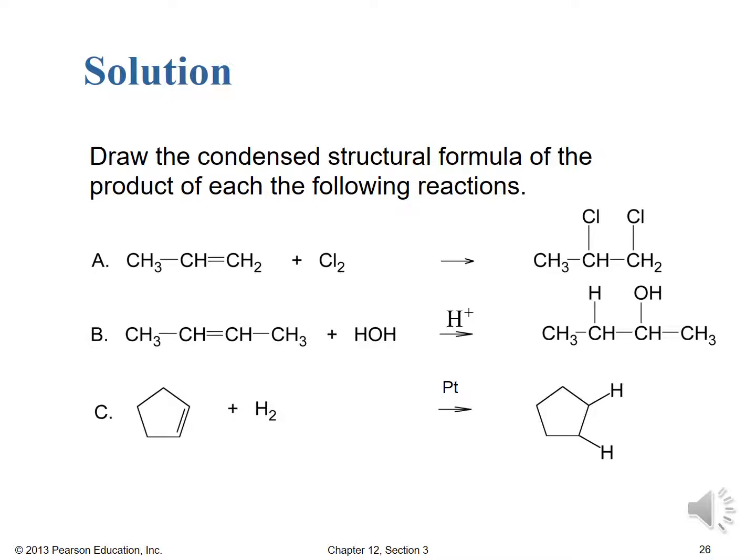Finally, for C, because it's a hydrogenation, again, we would need a platinum catalyst or palladium or nickel, and we would get the product. You could either show the H's like I have here just to highlight them, or you could have just had the pentagon for cyclopentane, because of course we don't ordinarily show hydrogens when we have a saturated alkane, even a cycloalkane like this.